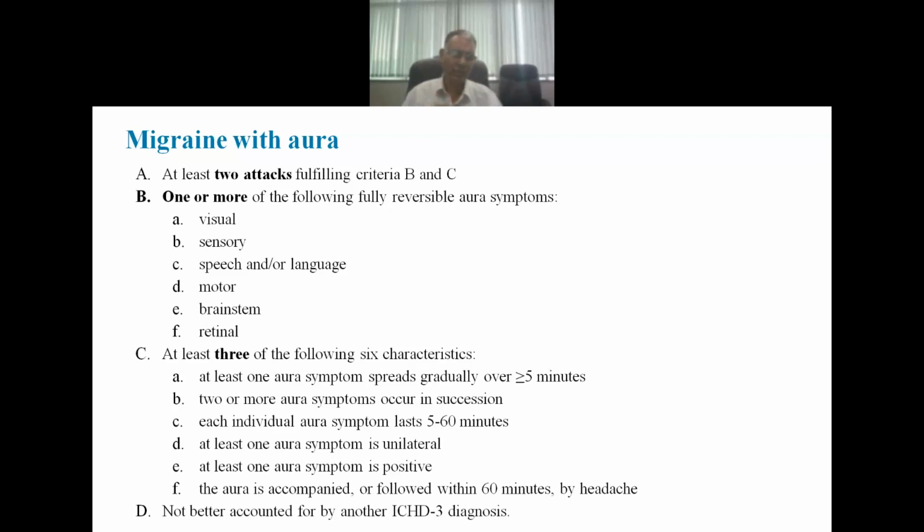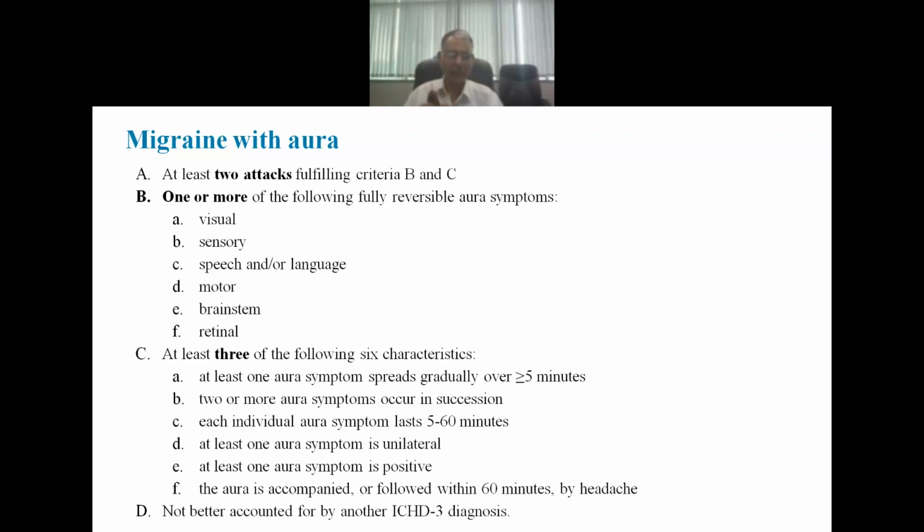Then second is at least three of the following six characteristics. At least one aura symptom spreading over more than 5 minutes. Two or more aura symptoms in sequence. Each individual aura symptom lasts for 5 to 60 minutes. Please remember, not less than 5 minutes. If the symptoms are lasting less than 5 minutes, probably it is not aura, it is something else.